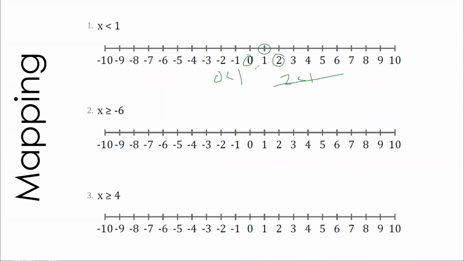Hopefully you realize that 0 is less than 1. So what you're going to do is you're going to draw an arrow towards the true side. So this statement was true, so I'm drawing it that direction.